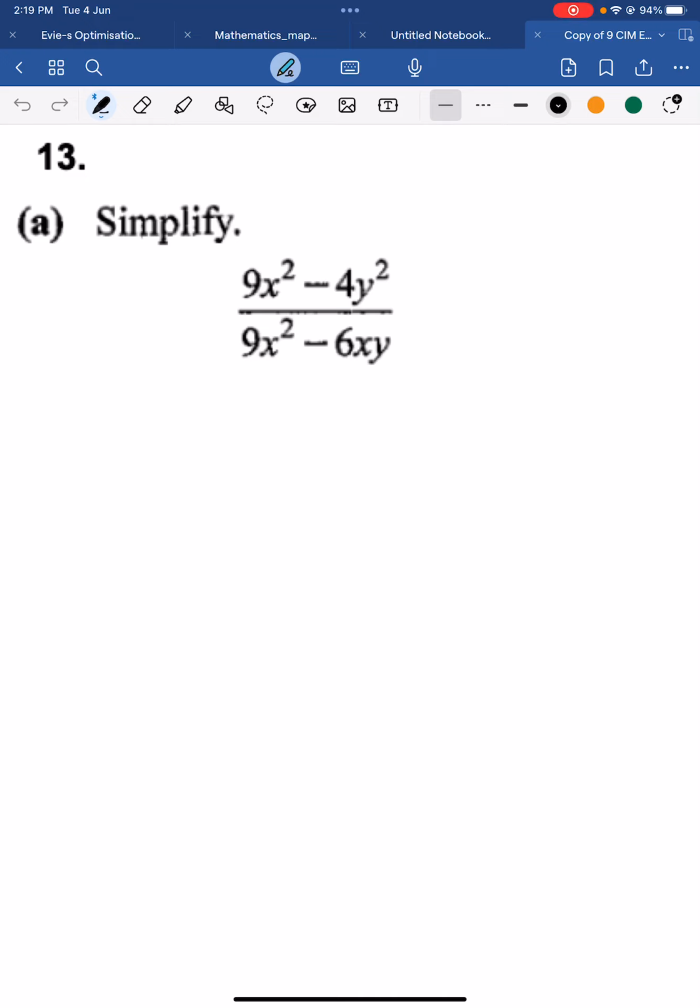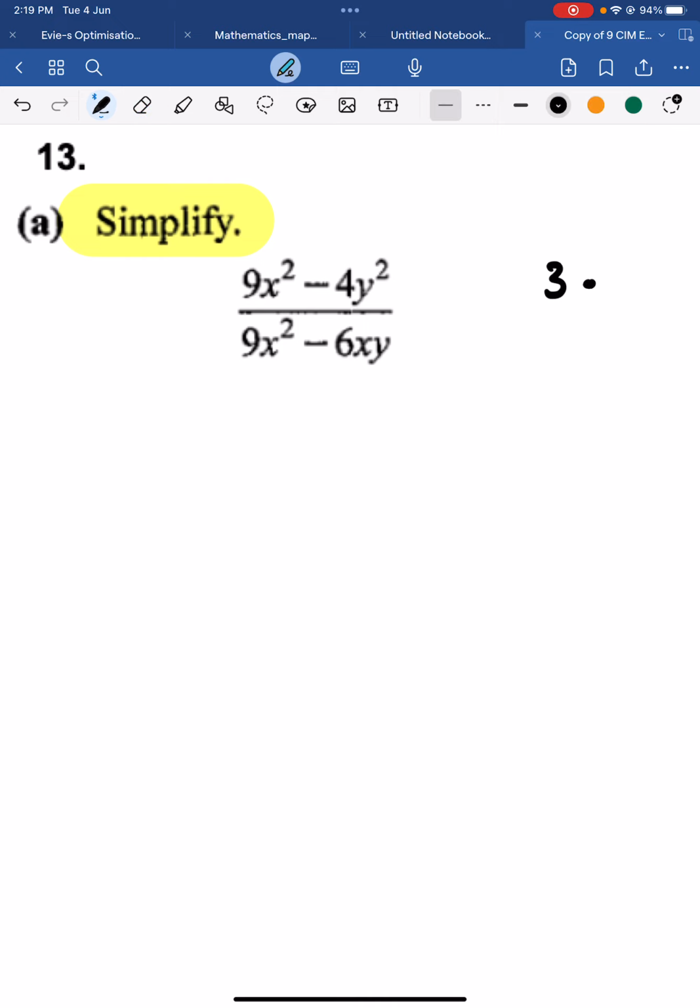Okay, so the key word here is to simplify, right? Simplify means literally to make it simpler. Now, a very common mistake that most people make is to cancel out things, right? This is completely the wrong approach. We can't just cancel things without any particular rule.